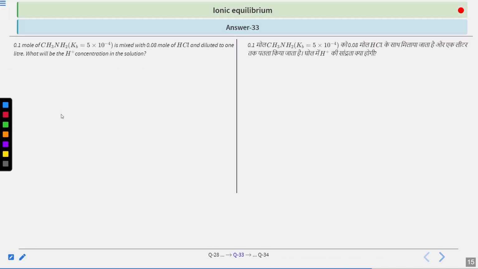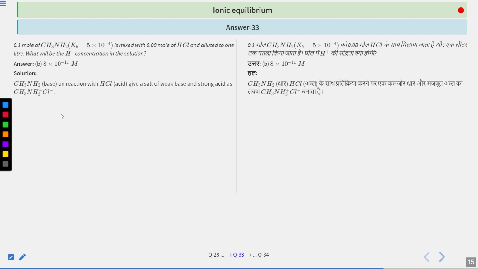In this question, we are given a weak base whose Kb value is 5 into 10 to the power minus 4, and we are taking 0.1 mole of that base. Now we are mixing it with 0.08 mole of HCl and diluting the whole solution to 1 liter. You have to say what the H plus concentration will be in the resultant solution. The correct answer will be B, 8 into 10 to the power minus 11 molar. Since our base on reaction with HCl will give a salt of a weak base and a strong acid, it is very obvious. HCl is strong and your methylamine is weak. So you will get a salt of a weak base and a strong acid.